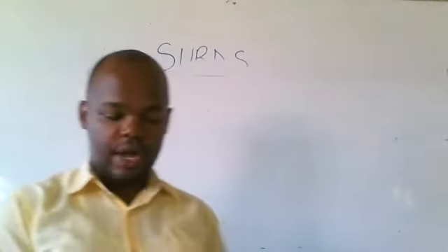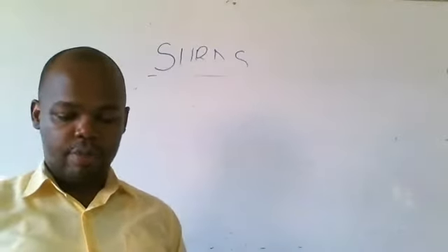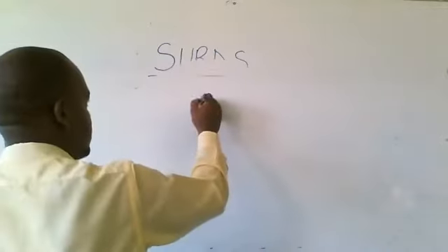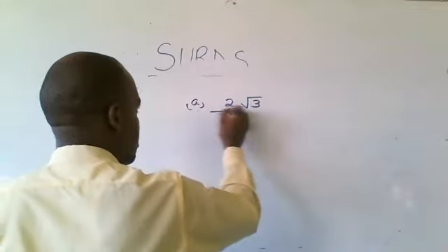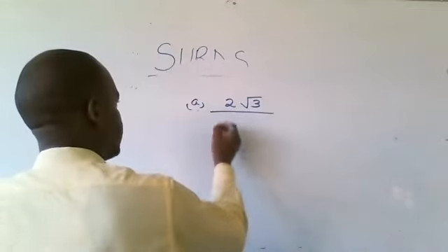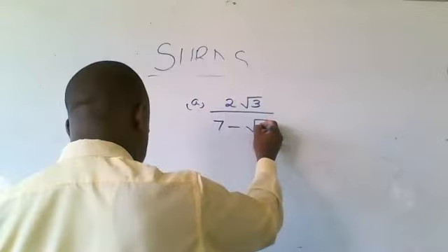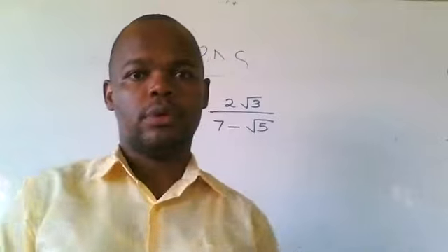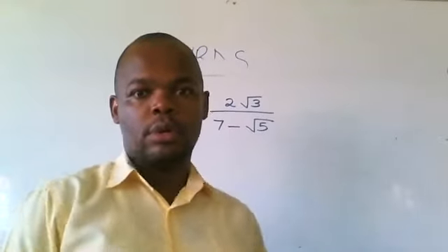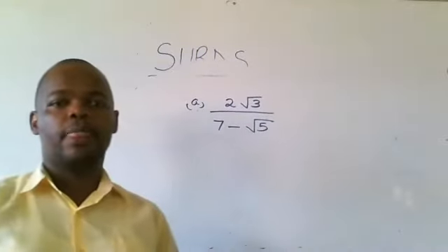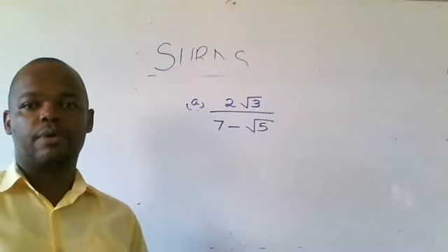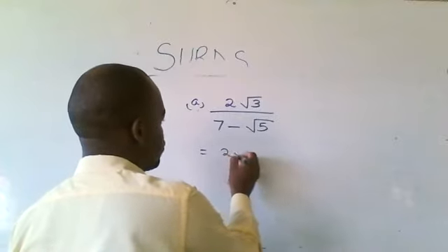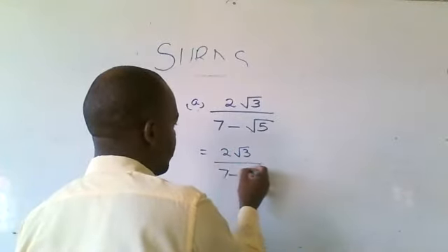Rationalize the denominator. Part A, we have 2 square root of 3 over 7 minus square root of 5. So this is what you do: you have 2 square root of 3 over 7 minus square root of 5.